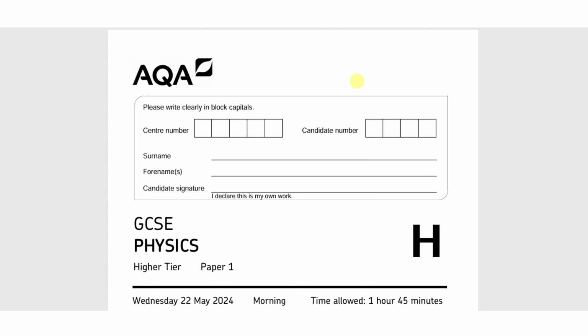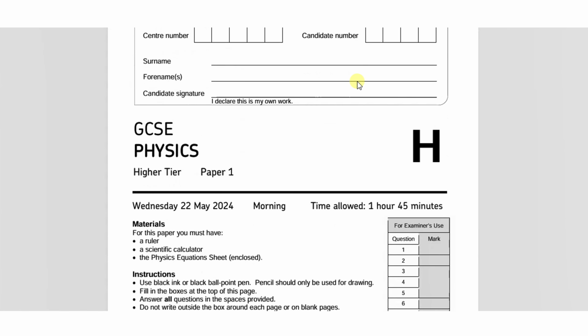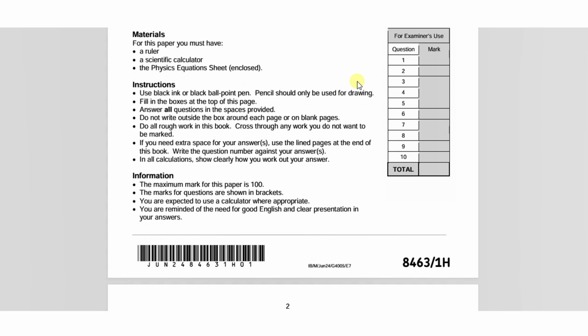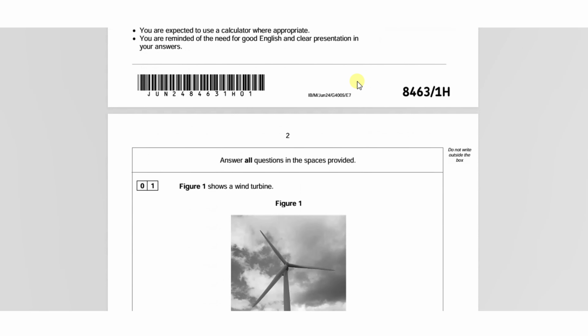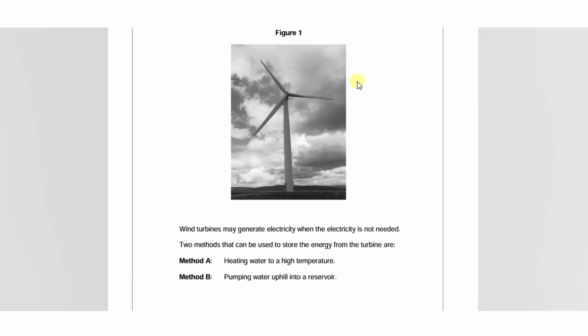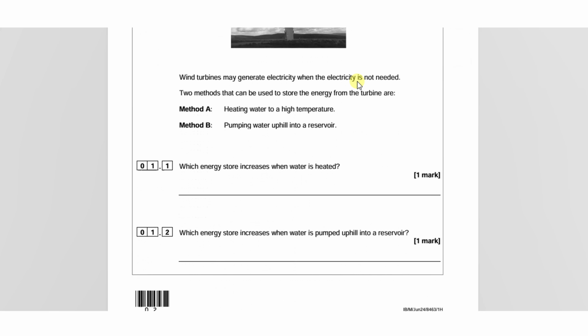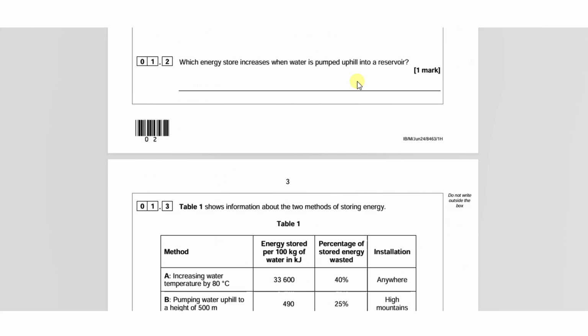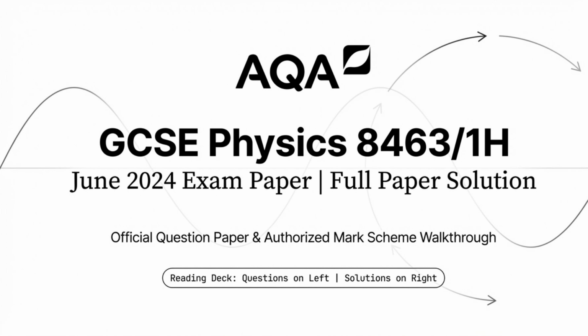This is an AQA past paper solution. We are going to solve the exact questions that appeared in the exam paper. That is our entire mission for today. We are doing a deep dive into the GCSE Physics 8463 for 1H, specifically the June 2024 exam paper.